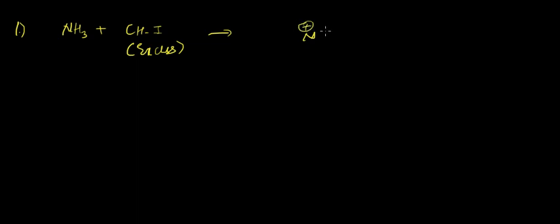So we have something like NH3 and CH3I, and that we have in excess. So what would be the product formed? Product formed would be simply N plus CH3 and I minus.